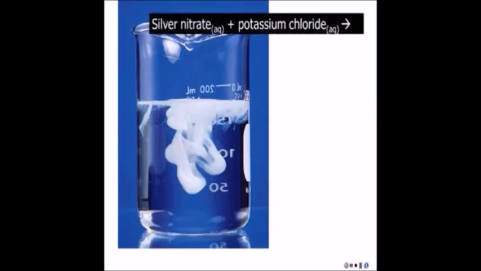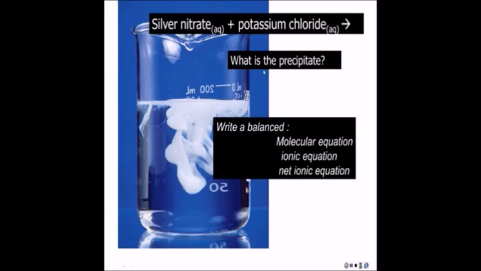Okay. So here we have one for you guys to try. I have a beaker that contains 2 solutions, and we can see a precipitate is being formed. I'm mixing together silver nitrate solution and potassium chloride solution. So here are my questions. What's the precipitate? You want to use the solubility rules for that. And then I want you to write a balanced molecular equation, a balanced ionic equation, and a balanced net ionic equation. So we want to do that now. So pause at this point in time and try to write it before you check out the solution.